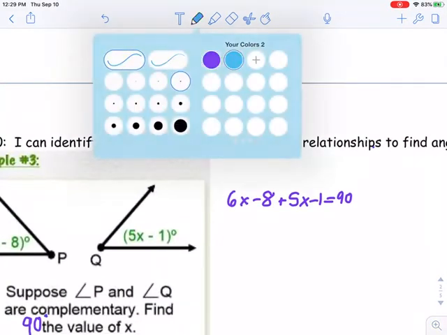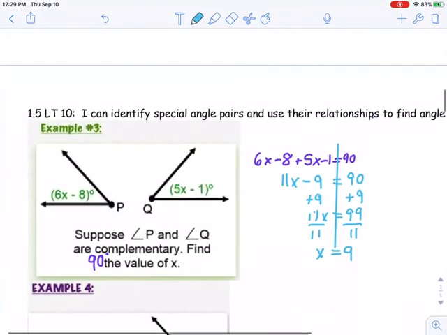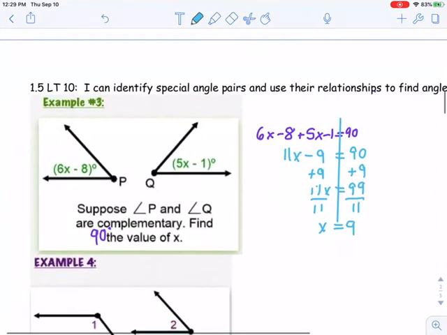So again, just setting up the equation, then combining like terms, I'm going to get 11x minus 9. Remember, they're on the same side, so I'm combining like terms. Then I am undoing the operations. How do you undo a minus 9? You add 9 to both sides. How do you undo 11 times x? You divide by 11. So the value of x equals everyone's favorite number, which is 9. Wow. Such a beautiful problem.